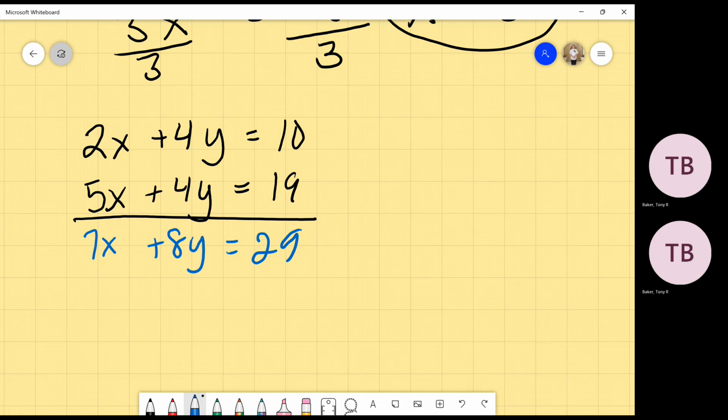So if you're looking at these letters, which one would be the easiest one to eliminate? The two y's both have 4's in them, right? So really the only thing I have to do is make one of them negative. Correct? And then they will cancel each other out. So what I'm going to do is take one of my equations and change every one of its signs. So I'm going to make that one negative, and that one negative.